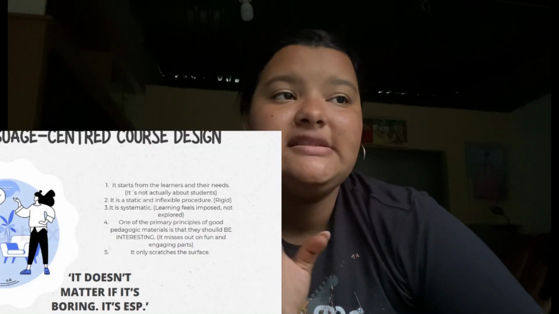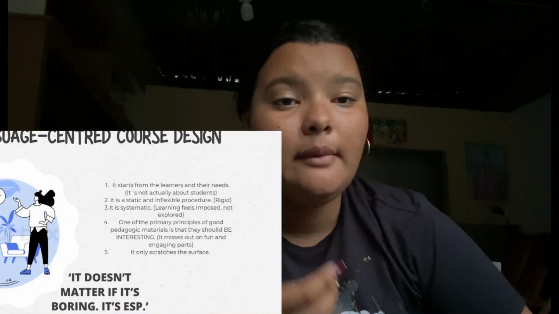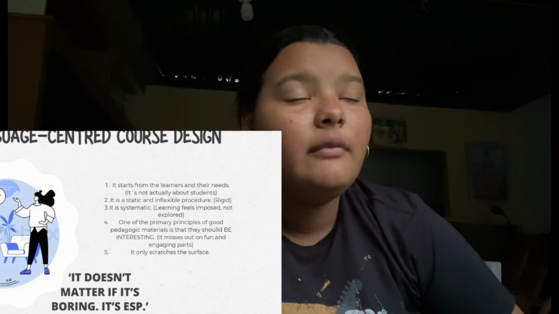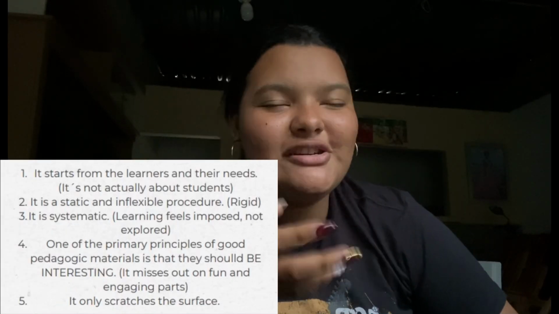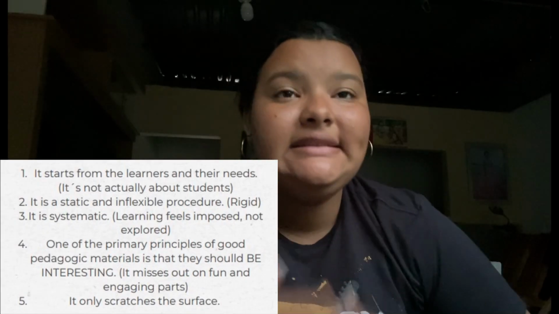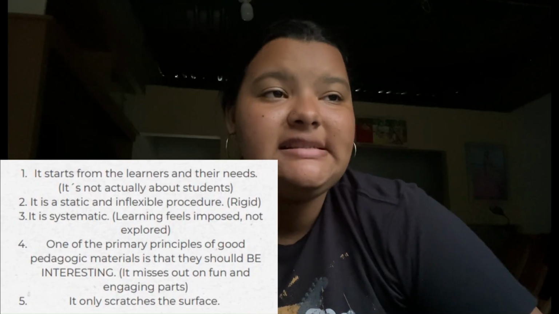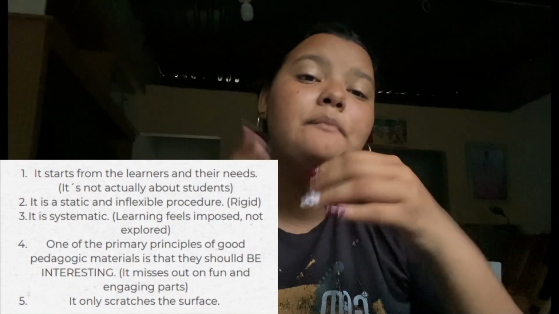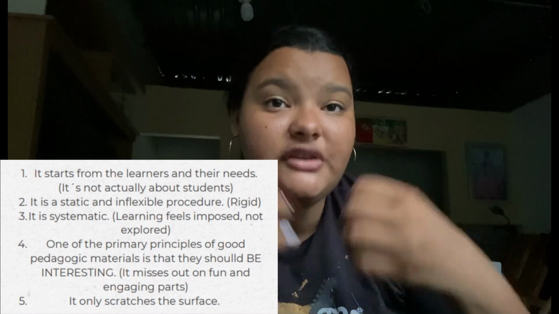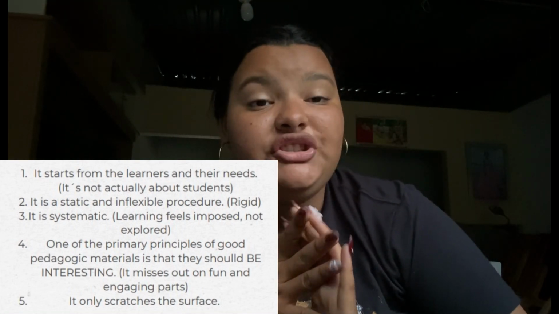Now I will talk about the five key points that we found interesting about this approach. All of these key points we found in the PDF that the teacher sent to us. The first one says it starts from the learners and their needs, but it's not actually about the students, because even though it starts with a list of things students might need, it doesn't keep their feelings or interest in mind. The second one says it is a static and inflexible procedure, meaning that this approach is rigid because it doesn't allow changes easily.